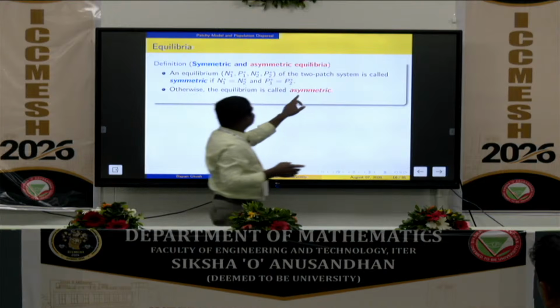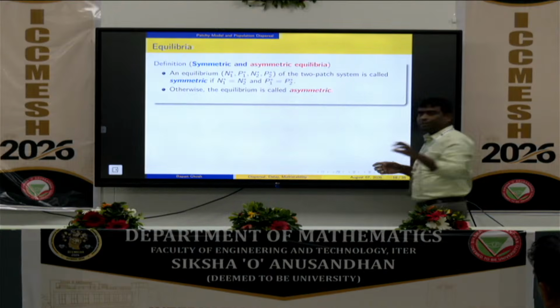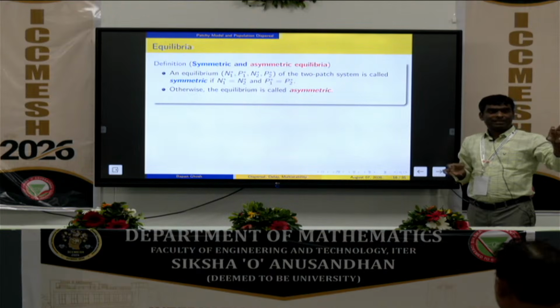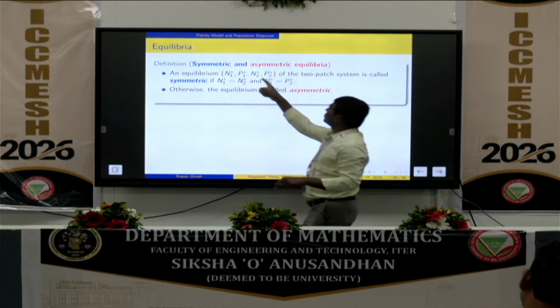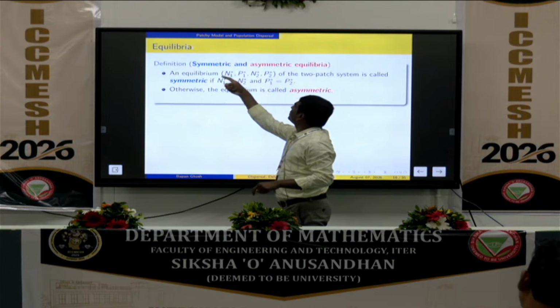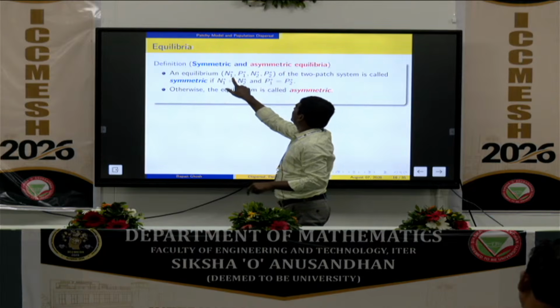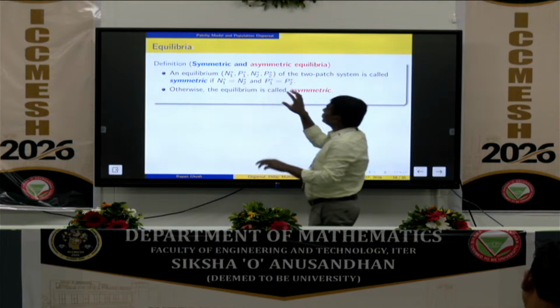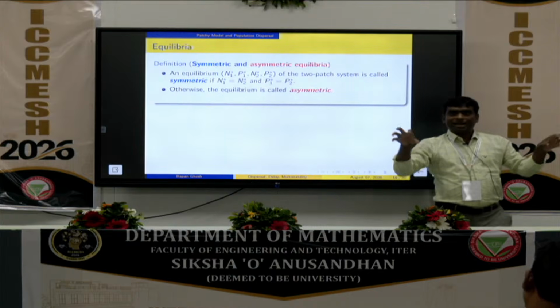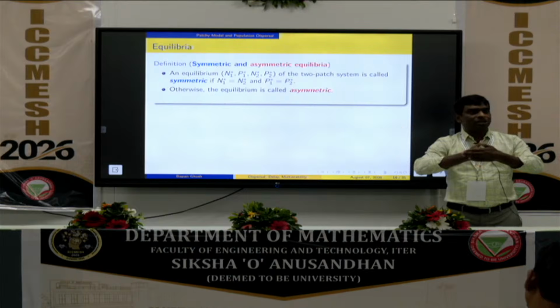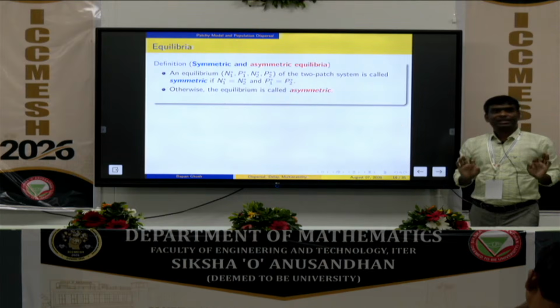Otherwise it is called the asymmetric equilibrium. Now, in the isolated patch you have N1, P1, and in another isolated patch you have N2, P2. If they are the symmetric N1, P1 and N2, P2, so these are the equilibrium in the isolated patch, then in the coupled patch also this equilibrium will remain the same.